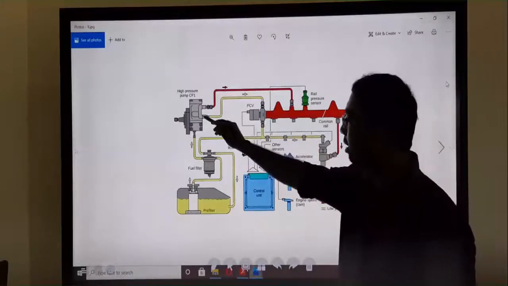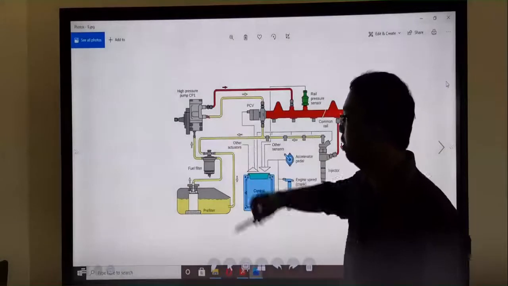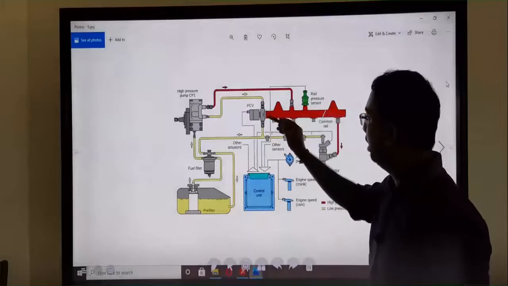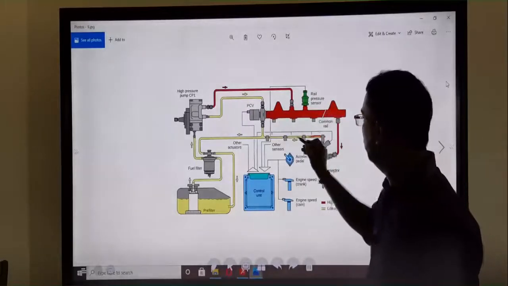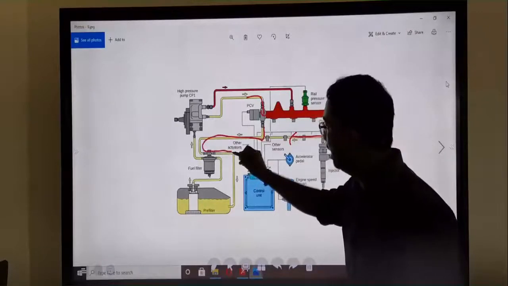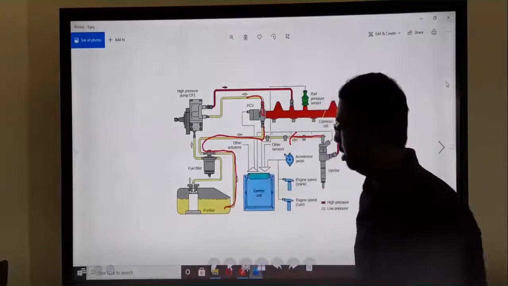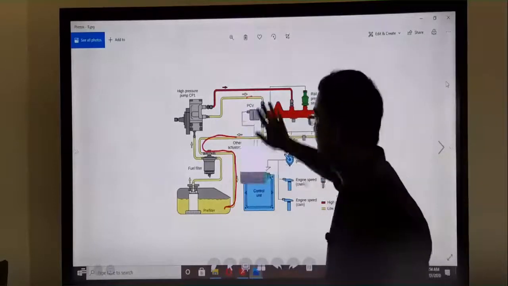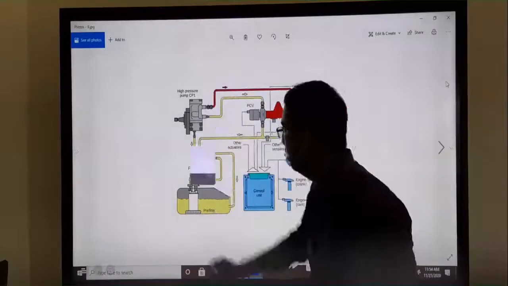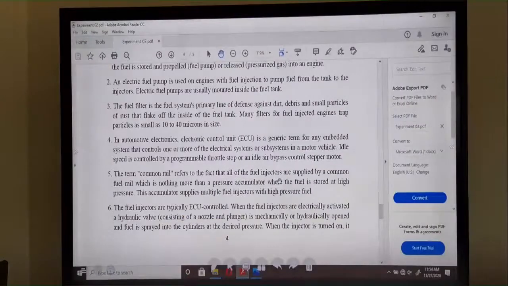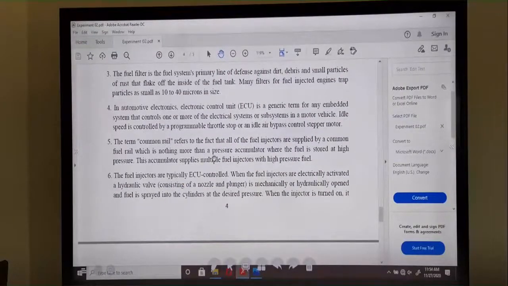The pump's return lines also come like this, and the common rail return line is also joined here. So all return lines come here, go again to the fuel filter, and come to the fuel tank. This is the working process of the common rail system. This is a common rail.